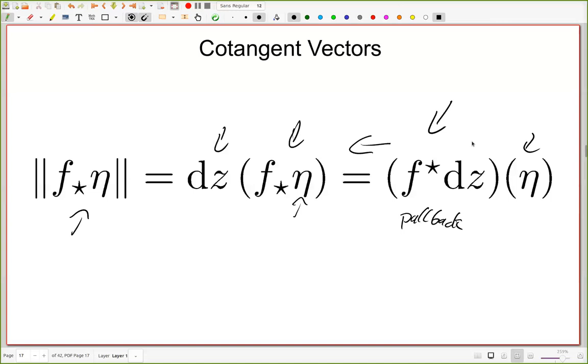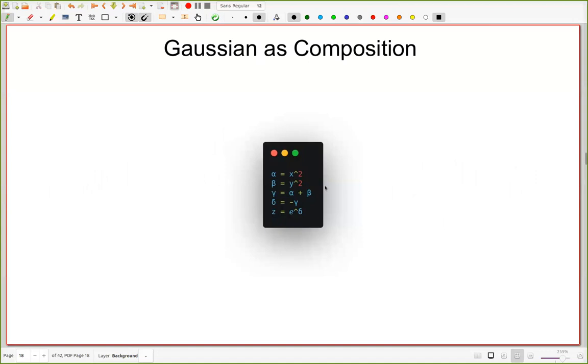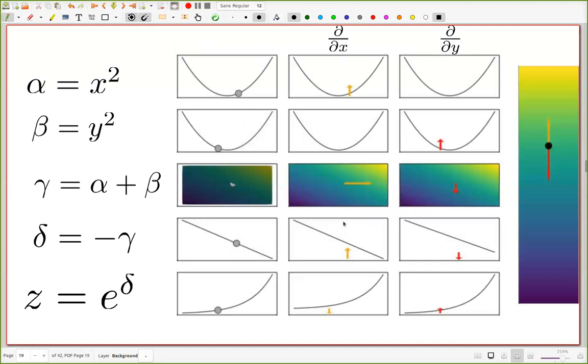But the real difference between cotangent vectors and tangent vectors comes up when we look at composition. So when we look at how we compute this function, in this case our Gaussian, as the composition of simpler functions. Here's some Julia code that computes this Gaussian, and there are five steps in it. I'm just going to call these F1 through F5. And these are simpler than our original e to the minus x squared plus y squared, but they compute the same thing. So this is just a recipe for computing this Gaussian. On the left-hand side, I just wrote down F1 through F5.